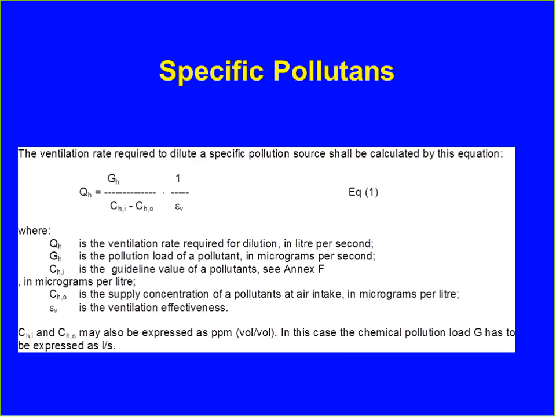We have also now included a way of looking at specific pollutants. If we want to show, for example for formaldehyde and others, that we don't have too high concentrations, we have this equation, which is the mass balance. You have to verify that you are below given criteria, for example from ISSO.